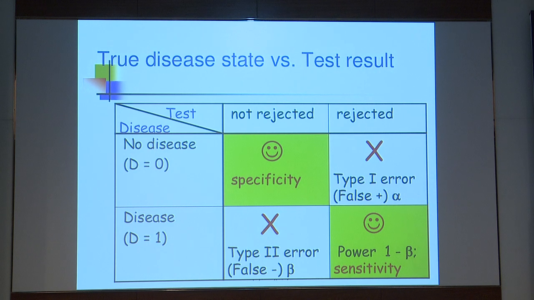and specificity, diagnostic test, RT-PCR, your RAT test, or something that you're going to use. So you have a 2 by 2 table. There is a disease, there is no disease, and it is not rejected. Specificity. If there is no disease and it is rejected, that is false positive. If there is disease and it is not rejected, that is type 2 error. If there is disease and rejected, this is right, sensitivity, right?